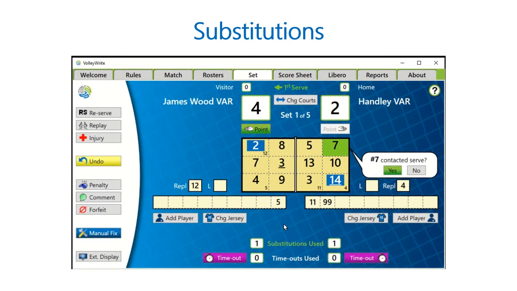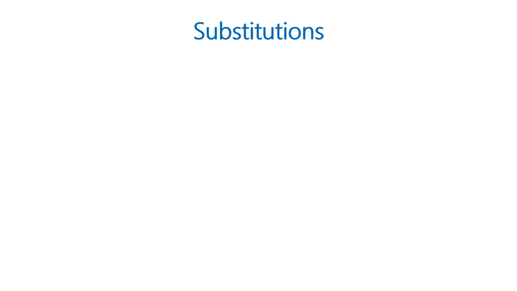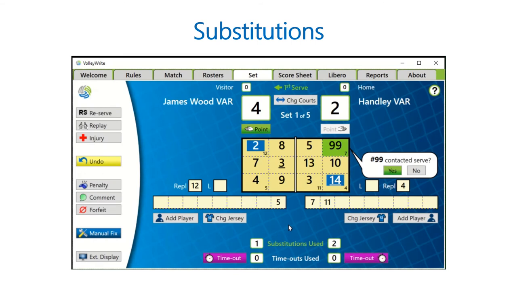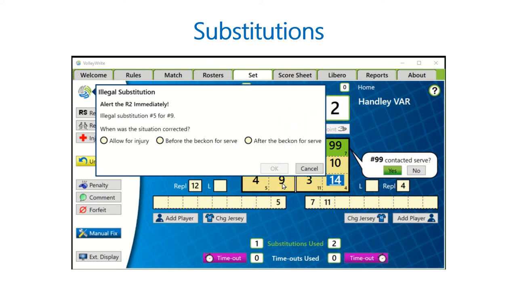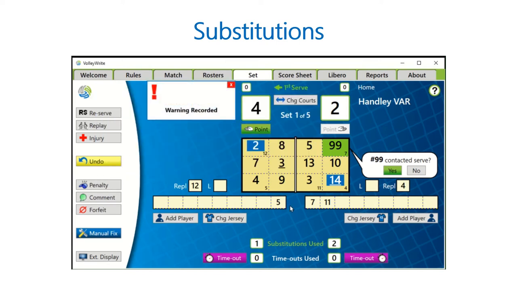After each normal substitution, the sub count at the bottom of the screen changes. If you substitute into the service position, the server verification bubble reflects that change immediately. When a substitution is illegal, VolleyWrite alerts you immediately, so get the R2's attention right away. Because VolleyWrite checks if a sub is legal, always make sure you enter the sub before indicating to the R2 that you're ready.